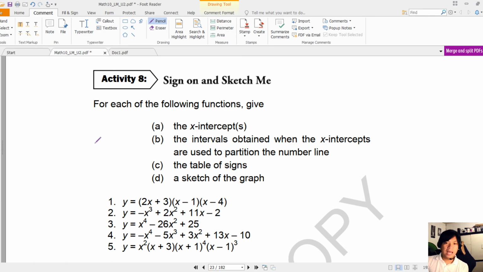So, kailangan natin identify yung x-intercepts. Para include na lang natin yung Y-intercept dito. Tapos, the intervals obtained when the x-intercepts are used to partition the number line. So, yung ginawa natin, nagkaroon tayo ng number line, tapos in-identify natin yung intervals. Tapos, table of signs, and the last one is we're going to have the possible sketch of the graph. So, sa panibagong video ito siya. So, yun lang.